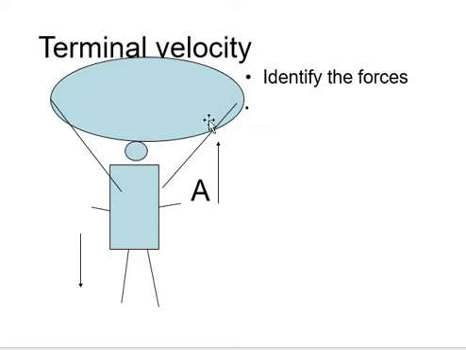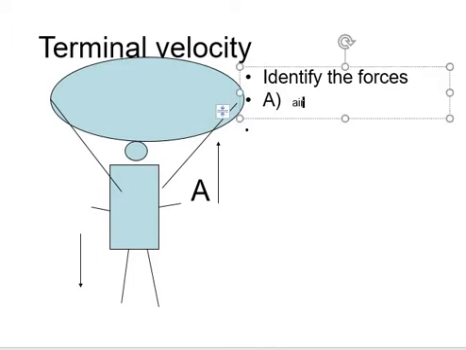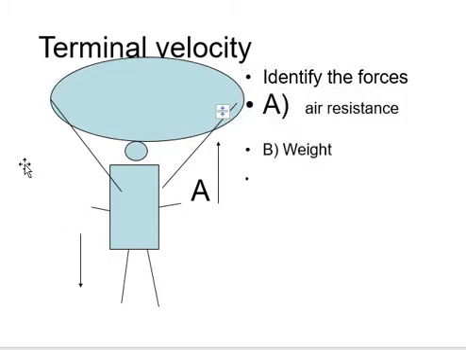So the upward force is air resistance, the force acting down is weight. So once you have labeled those two forces, can you say what terminal velocity means? So basically, if these two forces are balanced on a moving object, it will remain moving at constant velocity.